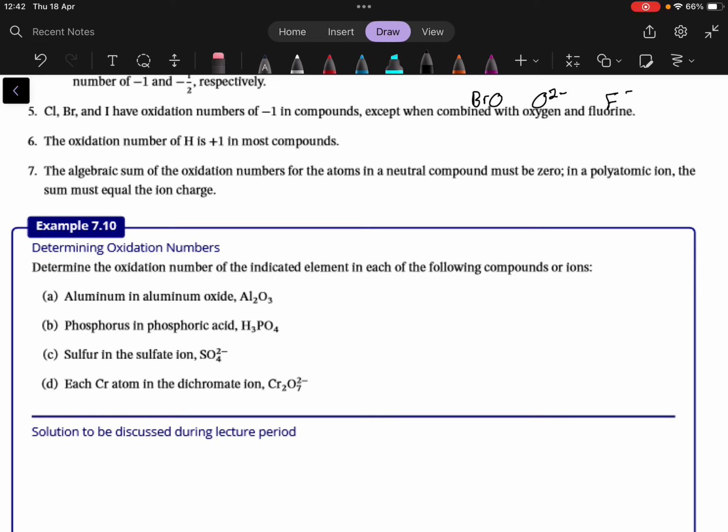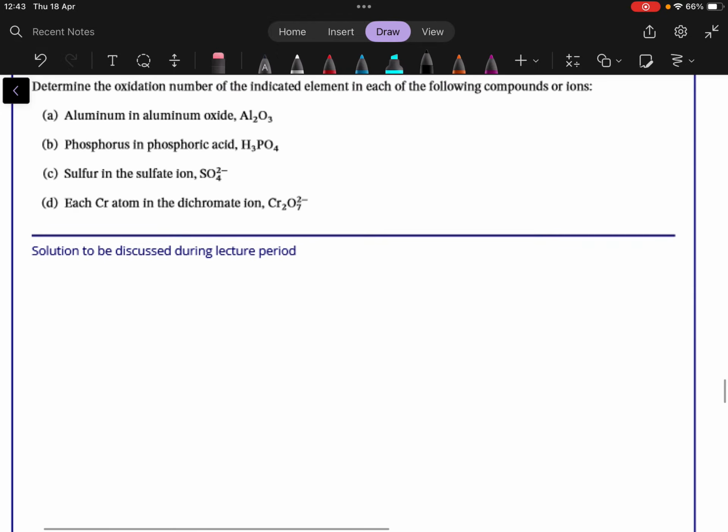And then the algebraic sum of all the oxidation numbers of each species in a compound needs to be 0, or if the ion has a charge, it must equal the charge. So what does that mean? Well, let's look at this example. We want to determine what the oxidation state of aluminium is in this compound, aluminium oxide. What is the overall charge of this species? The overall charge of the species is 0.